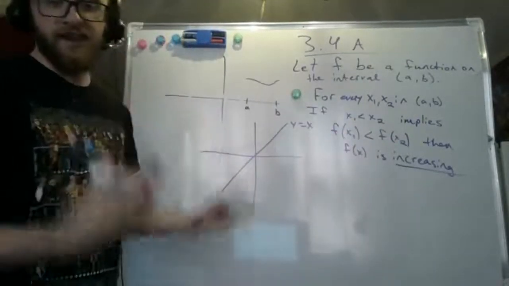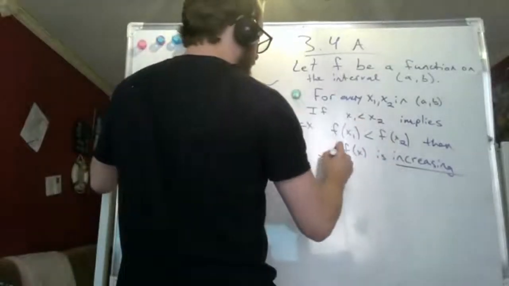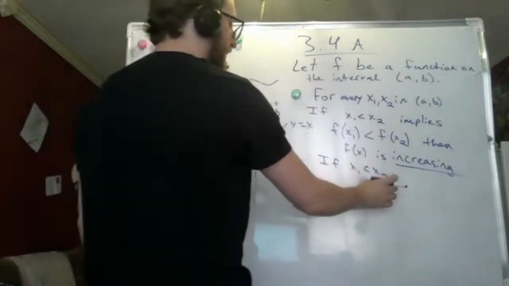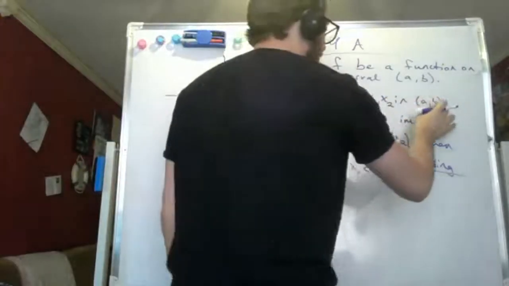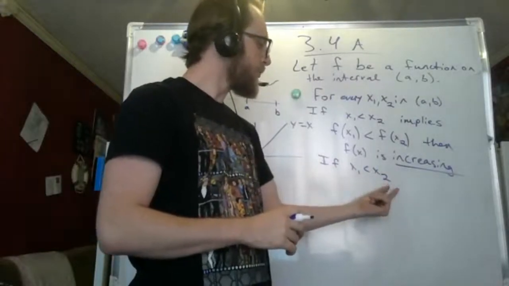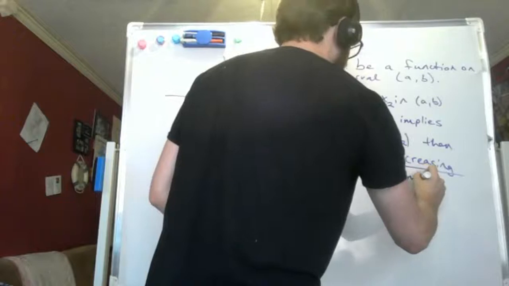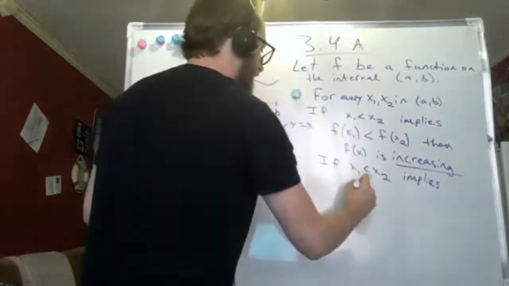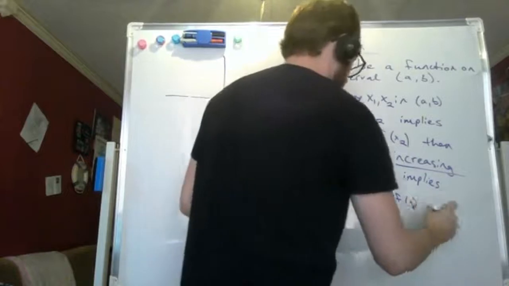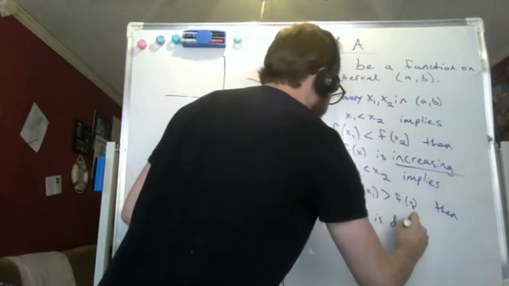Okay, so that's f of x is increasing. Now for decreasing, we're going to have pretty much the exact same statement, if x1 is less than x2. So again, we're saying for every x1 and x2, but specifically, you're only allowed to pick x1s and x2s such that the first one is less than the second one. So if we pick any two x's and the first is less than the second, and that implies that f of x1 is actually the bigger one, then f of x is decreasing.